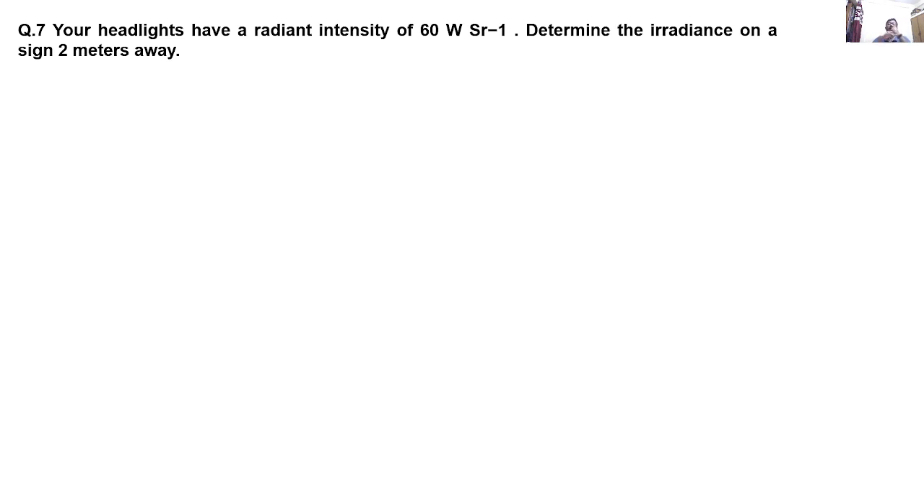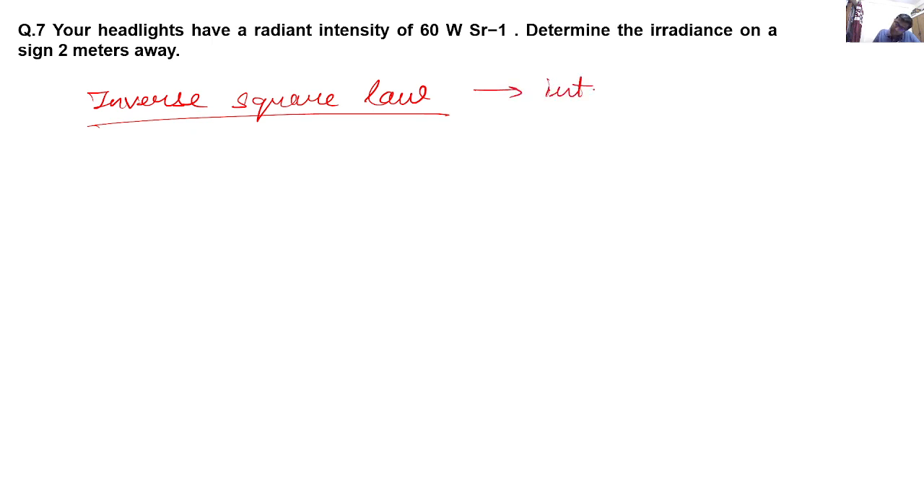It's common sense again. Now let's move to the seventh question of today. Your headlights have a radiant intensity of 60 watts per steradian. Determine the irradiance on a signpost which is 2 meters away. Okay. So this requires you to use the fundamentals of the inverse square law. The farther the distance is, the inversely it will decrease with respect to the distance. So, inverse square law. You have already seen it in the week second and third of this course, by the way.